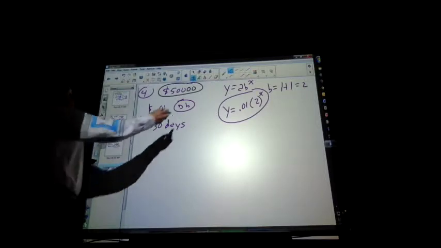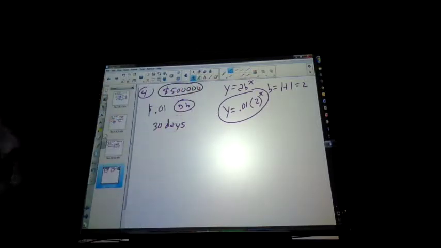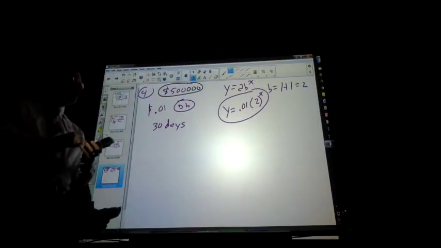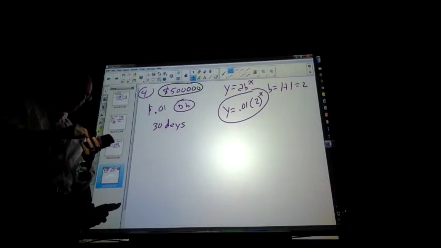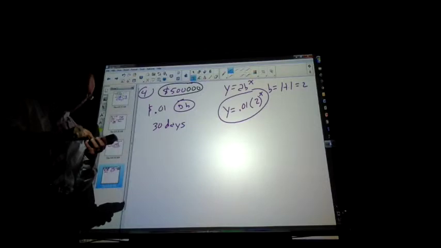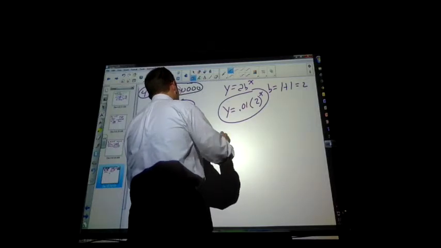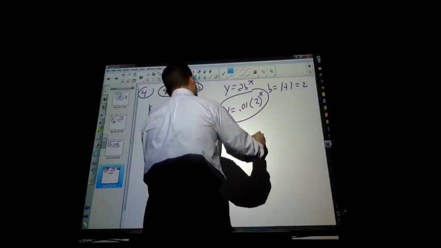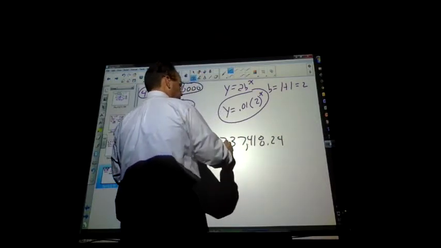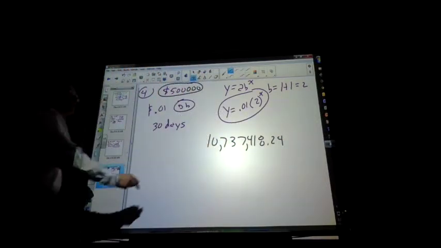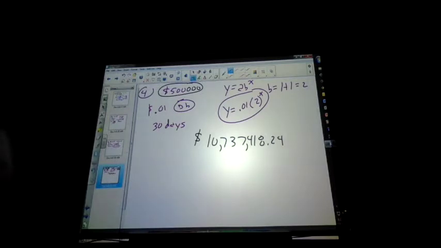No, $500,000 for 30 days worth of work, or penny doubling every day for 30 days? Penny. Penny? All right, let's take a look. So I'm going to go 2 raised to the 30th power times our 0.01. I'll do the penny.